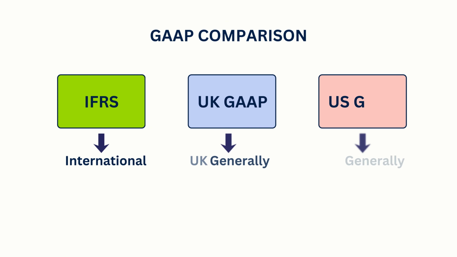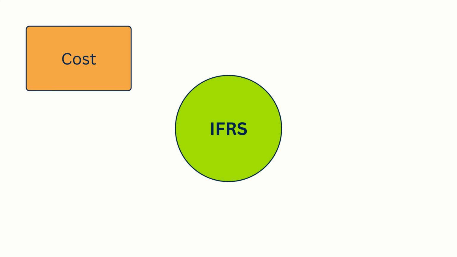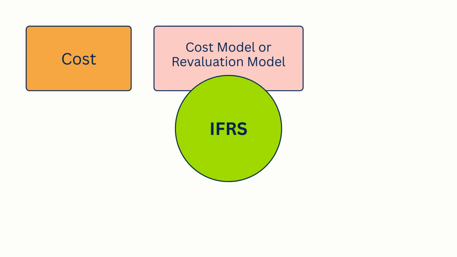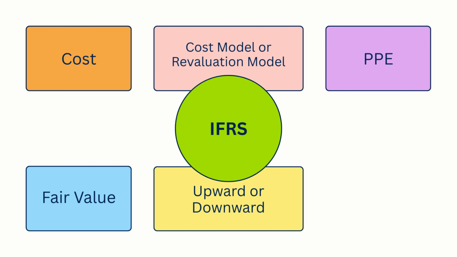Asset revaluation rules depend on the accounting framework. International financial reporting standards and UK generally accepted accounting principles allow revaluation, while US generally accepted accounting principles is much more restrictive. Under international financial reporting standards, assets are initially recorded at cost. After that, a company may choose either the cost model or the revaluation model. Revaluation is optional, applies mainly to property, plant and equipment. Assets are revalued to fair value. Revaluation can be upward or downward.